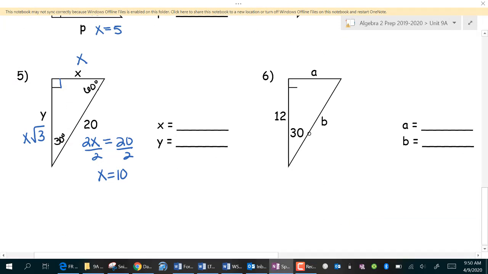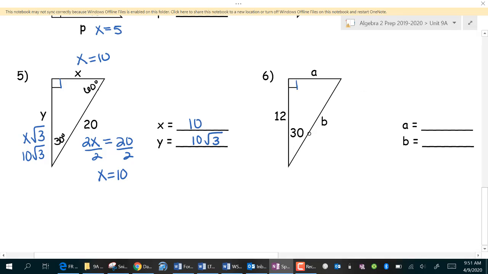So then I'm just going to substitute that in on the other sides. So I know over here is equal to 10, because that's my X side, and then across from the 60-degree angle is 10 square root 3. I would prefer exact answers, and that just means leaving your answers with the radical.